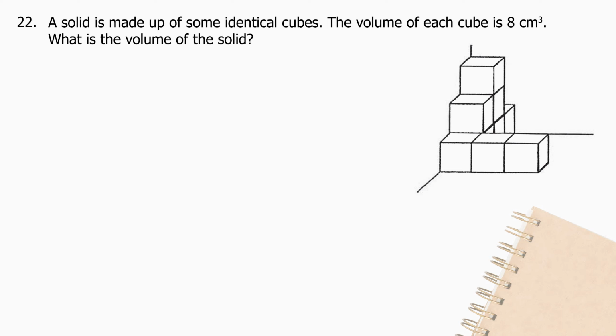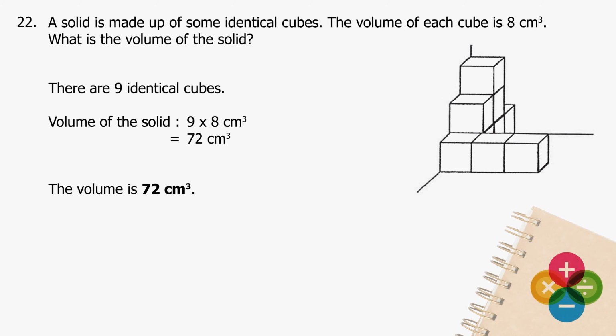Question 22. A solid is made up of some identical cubes. The volume of each cube is 8 cm3. What is the volume of the solid? There are 9 identical cubes. The volume of the solid will be, multiply 9 by 8 cm3, and the product is 72 cm3. The volume is 72 cm3.